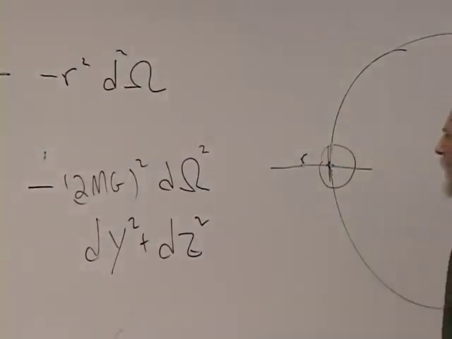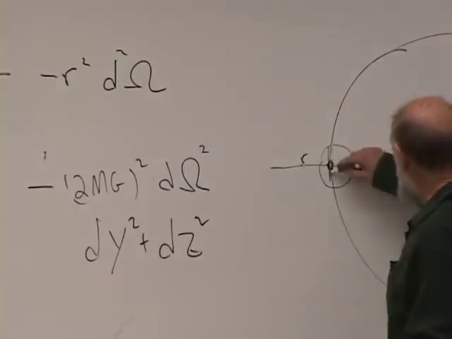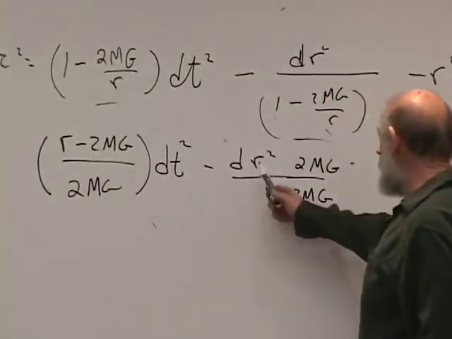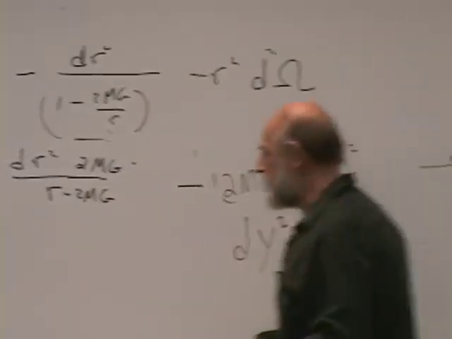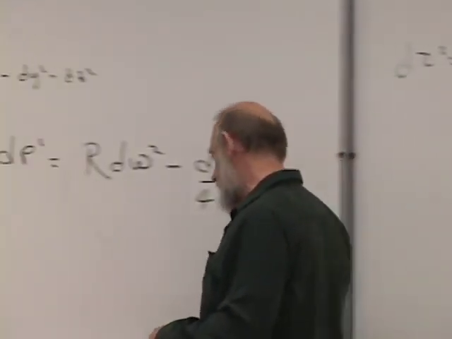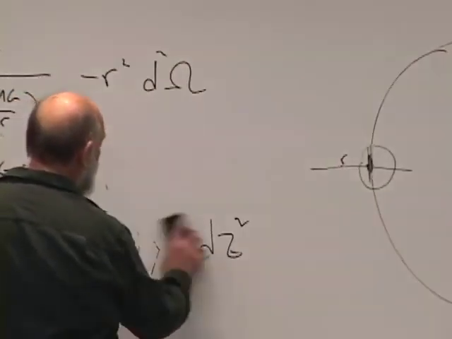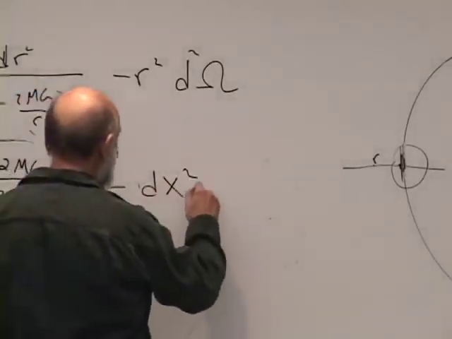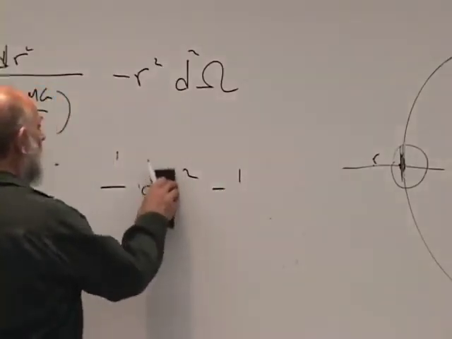So now we're getting there. We have the metric right at that point, in the immediate vicinity of that point. Here it is, r minus 2mg over 2mg, the r squared, 2mg over r minus 2mg, and the other pieces of it. Very simple, almost trivial. Just dx squared plus dy squared. Dx squared minus dz squared plus dy squared.